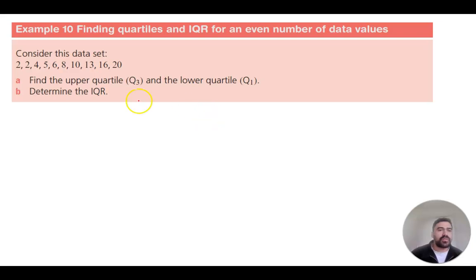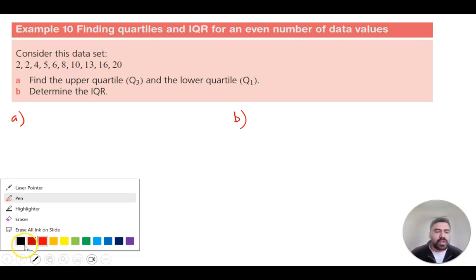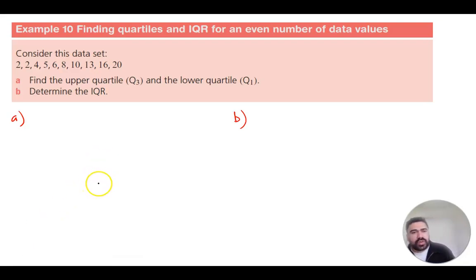What we're going to do is look for the upper quartile and the lower quartile, Q3 and Q1, and determine the IQR, so the difference between Q3 and Q1. When we tackle this, we want to make sure that we can identify what the middle is. In this case, we have 1, 2, 3, 4, 5, 6, 7, 8, 9, 10 data numbers. So we're going to go 1, 2, 3, 4, 5, and split that in half.